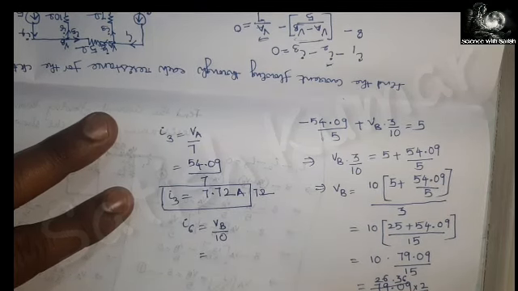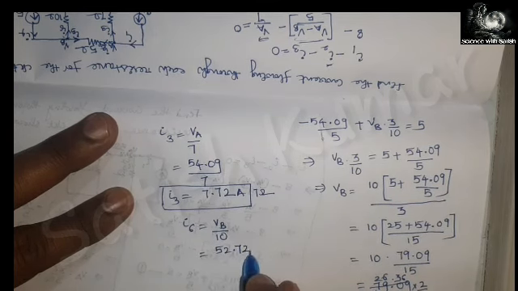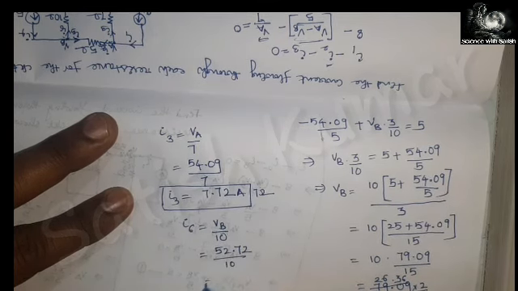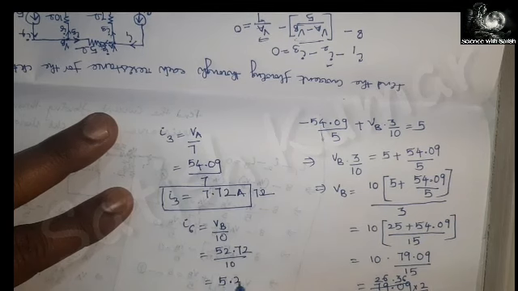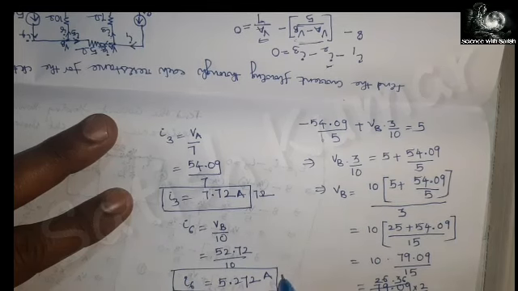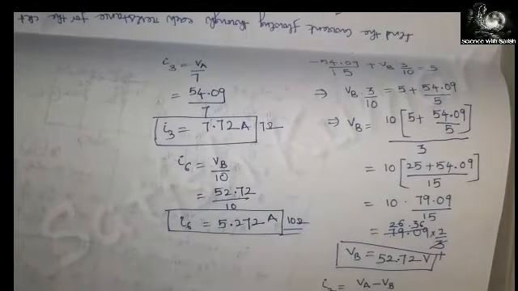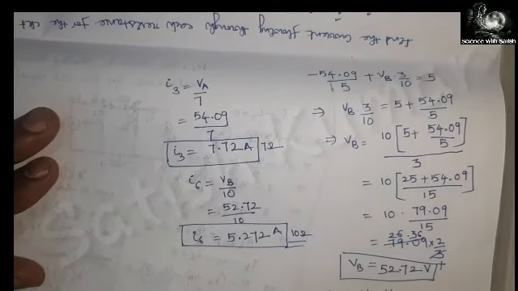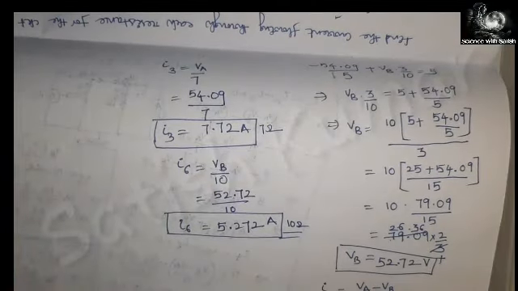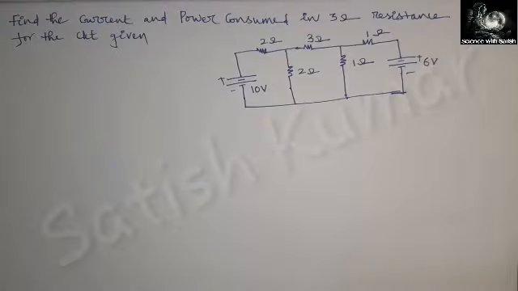So VB is here 52.72 by 10, which is nothing but 5.272 amps. So this is the current through the 10 ohm resistor. In this way, we have to calculate the currents in each junction, or I can say the current flowing through each resistor.